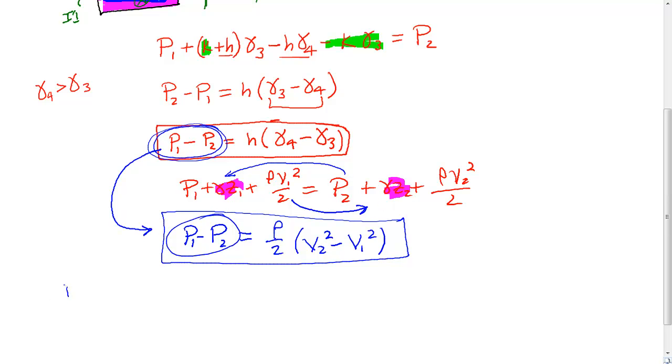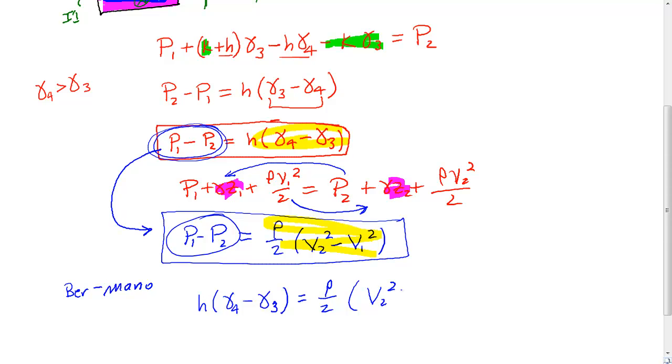Now I can mix Bernoulli's and manometer here and just simply take this term and set it equal to that term. If I do that, I get H, gamma 4 minus gamma 3 is equal to rho over 2 V2 squared minus V1 squared. Now I've got another issue here.